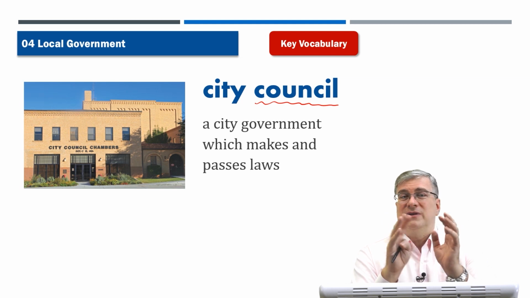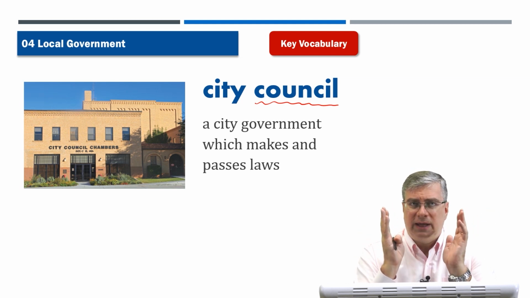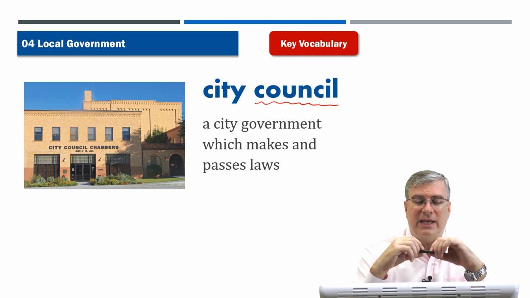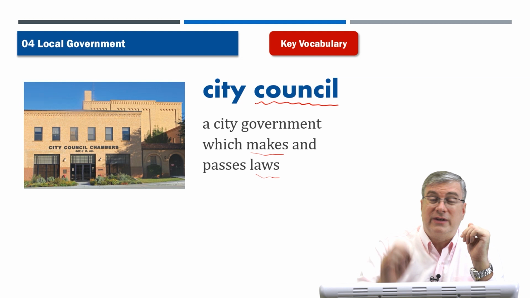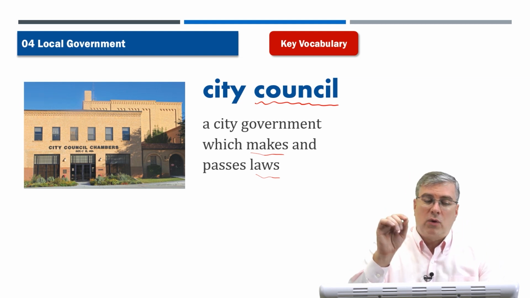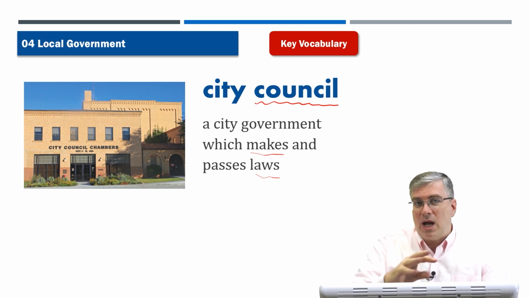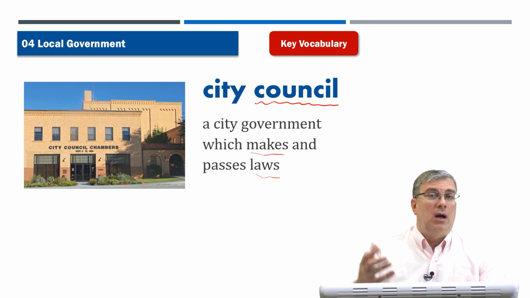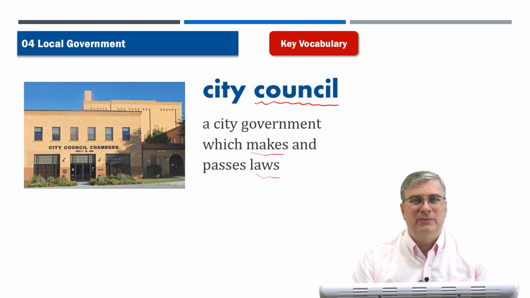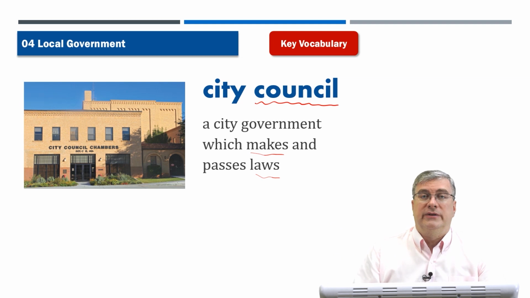And many different cities have different types of councils. So they're all different. It's very hard to give you an example of just one city council. But it's a city government which makes and passes laws. Now, it's important to realize that these laws are just for that city, and they do not contradict state or federal law, right? They don't make laws about crimes like murder or burglary. Those are state and federal laws.